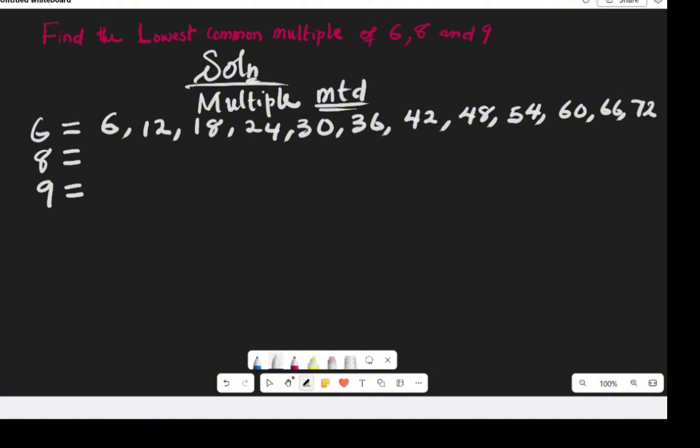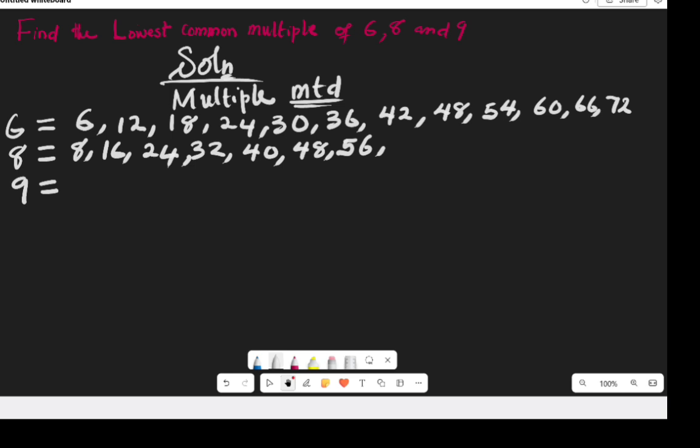Then what next? We look for the multiples of 8. Multiples of 8: 8 times 1, 8. Times 2, 16. Times 3, 24. 8 times 4, 32. 8 times 5, 40. 8 times 6, 48. 8 times 7, 56. 8 times 8, 64. 8 times 9, 72. 8 times 10, 80. 8 times 11, 88. 8 times 12, 96.